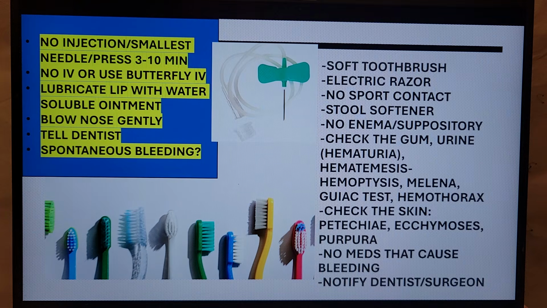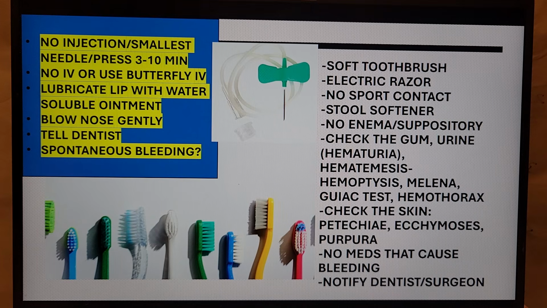So now the risk for bleeding, your interventions, please make sure you know all of this, right? Don't give them injections if possible, but if you have to, then use the smallest needle possible. Press 3 to 10 minutes until the bleeding stops. No IV if possible, but if you have to, then use a butterfly, which we usually use for babies, right? Lubricate the lip with water-soluble ointment so it will not crack and bleed. Teach them to blow the nose gently so they will not bleed, right?